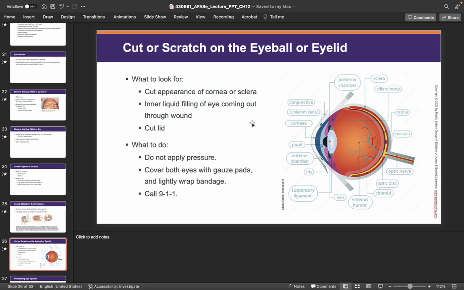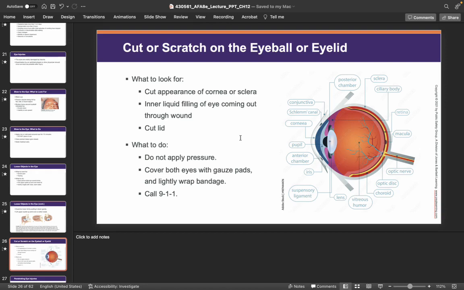All right. If there is a cut or a scratch on the eyeball or the eyelid, here's some things to look for. You may see a cut on the cornea or the sclera. So the cornea is the outside lining of your eye over your pupil and iris, like the color of your eye. Your sclera is the white of your eye.